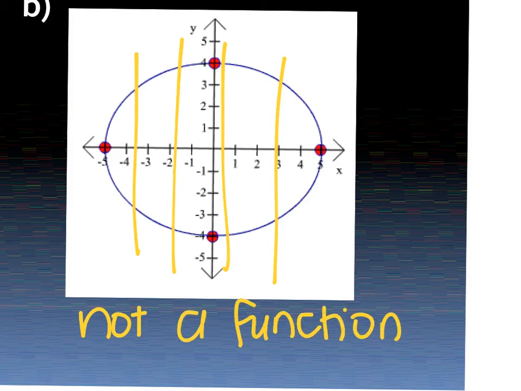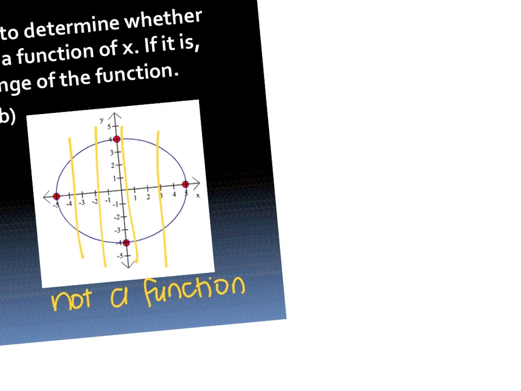It just takes one line, one vertical line to make it not a function. So there's going to be some funky graphs. Like if I saw something like this, here, fine, here, fine. As soon as I get there, it fails my vertical line test. That's not a function, okay?